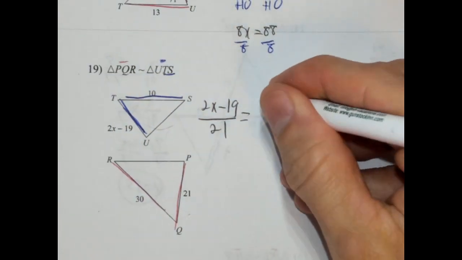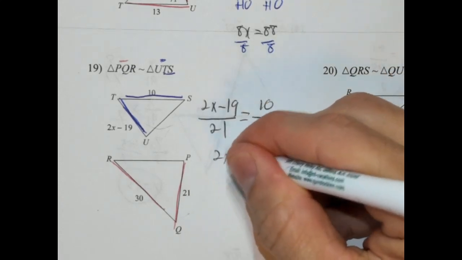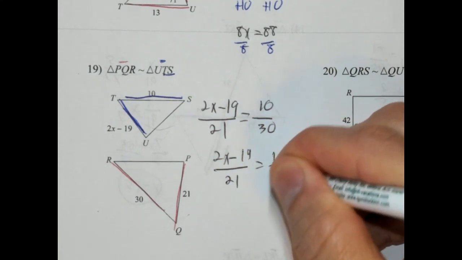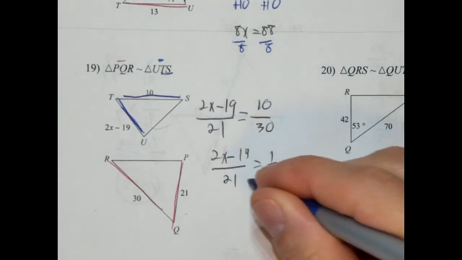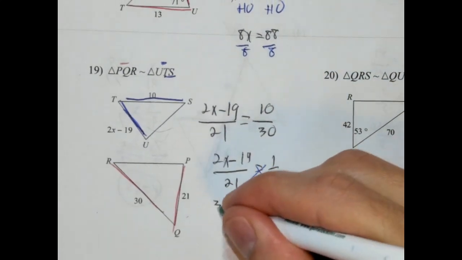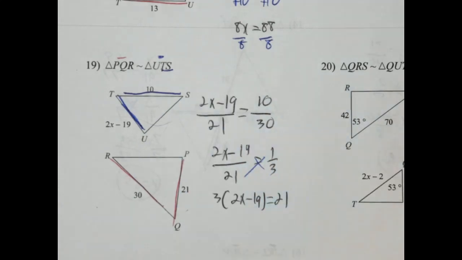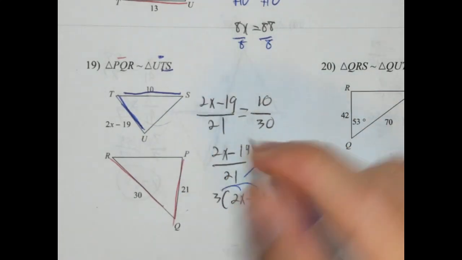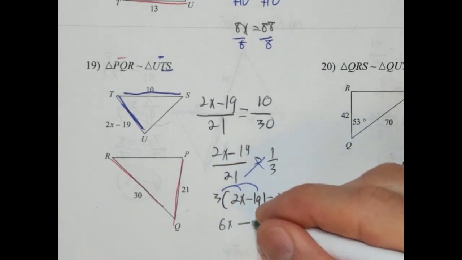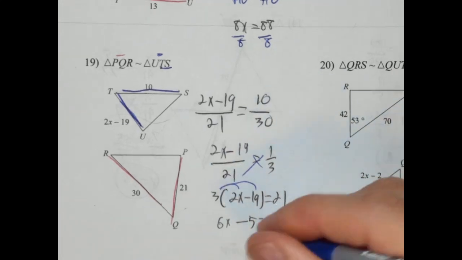So 10 over 30, which is going to be 1/3. So 2x minus 19 over 21 equals 1/3. So cross multiply. And we're going to have 3 times 2x minus 19 equals 21. And you could divide by 3 there, but we're just going to distribute it. 6x minus 57 is 21. And then we're going to add 57 to both sides.